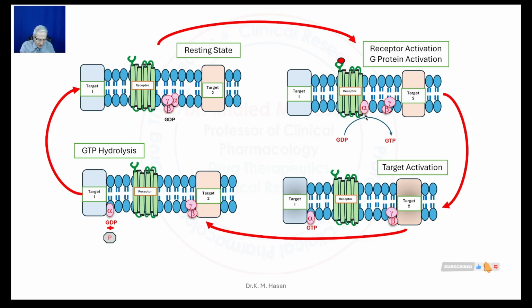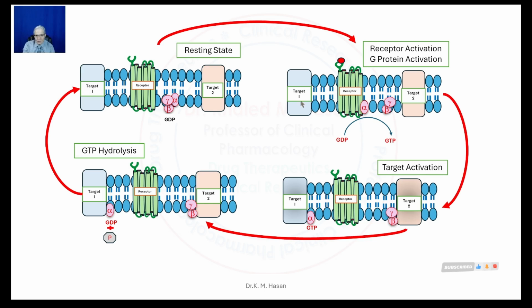Alpha GTP activated protein will leave the receptor and we move to the third stage. Alpha GTP will leave the receptor and activate the first target. So we have target number one. On the other side, you can see here we have beta and gamma attached to another target, target number two, and lead to another action. So now we're done with the activation.